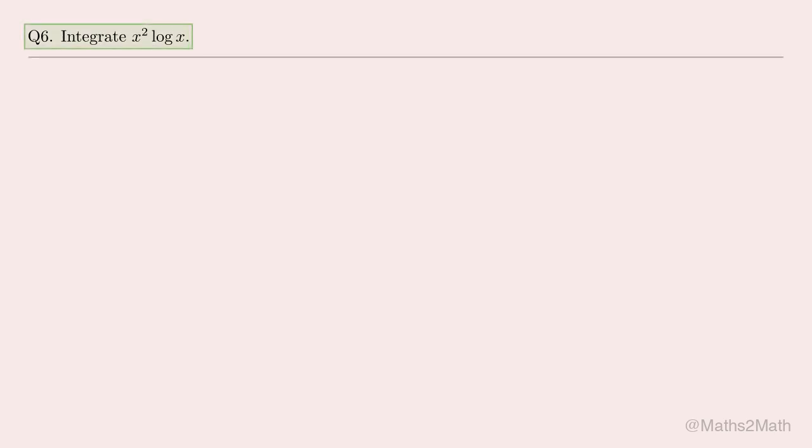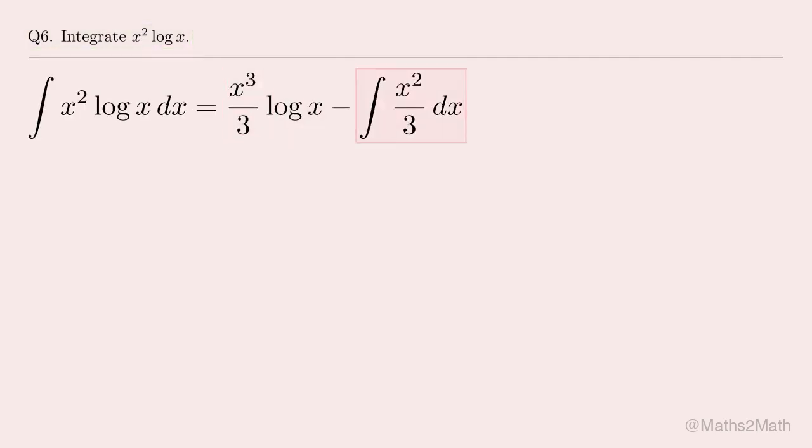Question 6. One power higher. Log first, x squared second. By parts with x cubed over 3. The tail is x cubed over 9.